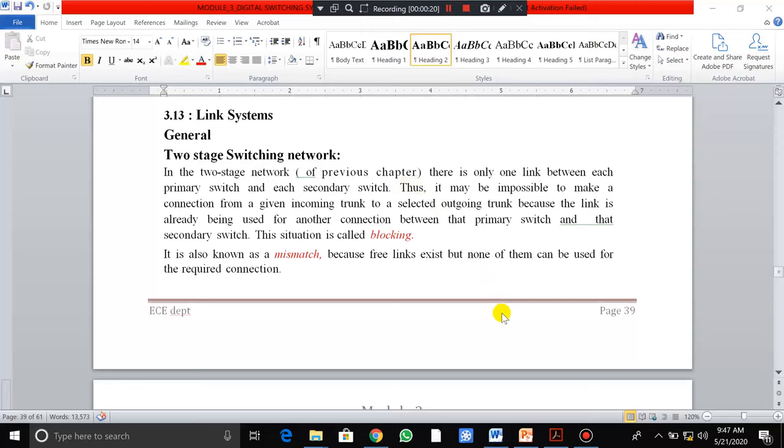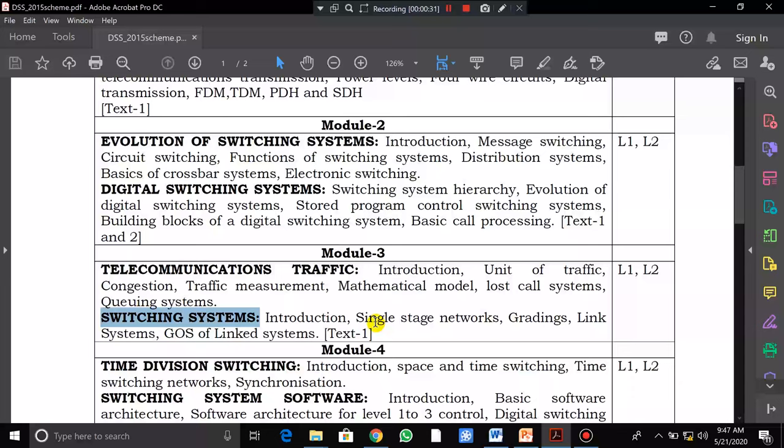Before going to that, let's have a look at our syllabus, how it is. So, this is what we are going to discuss today. In that, today we are at this place, that is grading, link system. If possible, let me finish this module today, and from the next class let's do the revision.